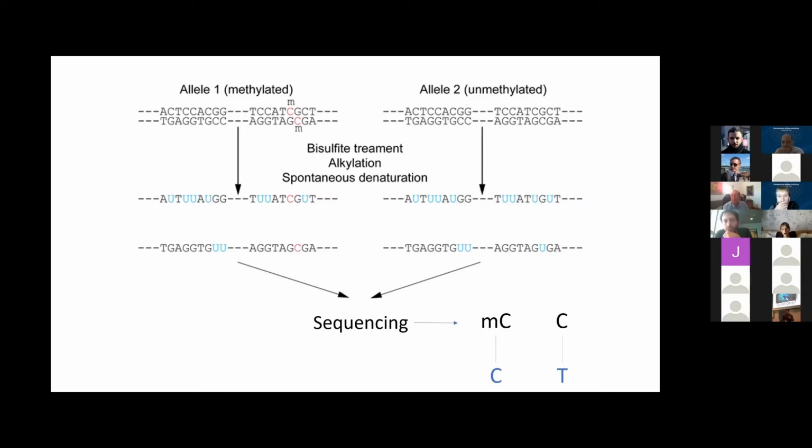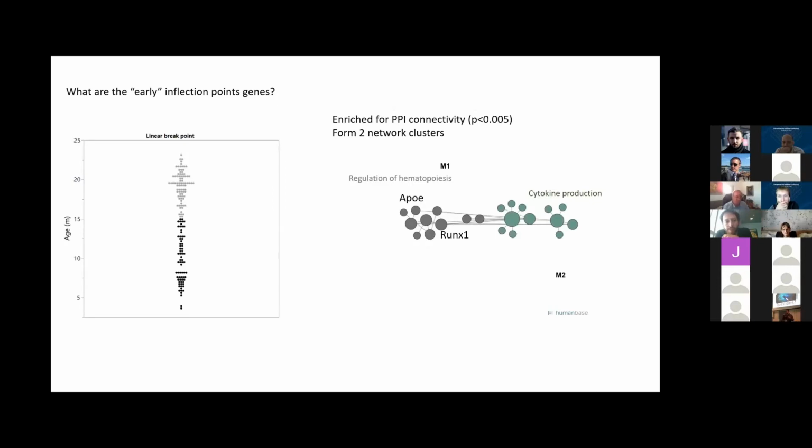We did a lot of methylation analysis that I don't have the time to go into, but the interesting thing, I think, is that I did the same analysis of change and looked for genes or promoters where I see some kind of inflection or breakpoint in their change. And I saw that the ones that have a breakpoint early in life, before 15 months of age, have something to do with regulation of hematopoiesis, ApoE and RUNX1. That I think is very, very important.